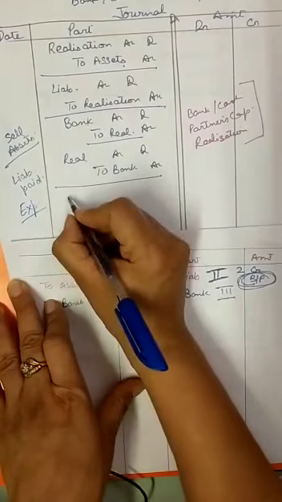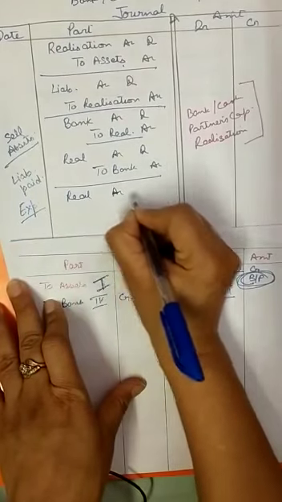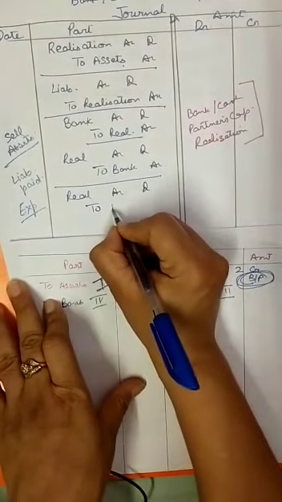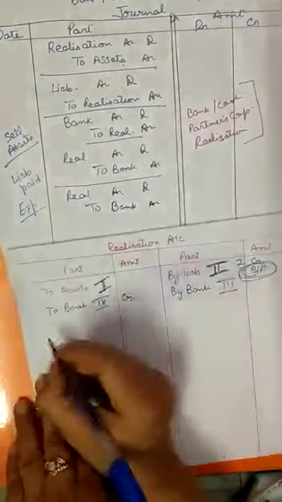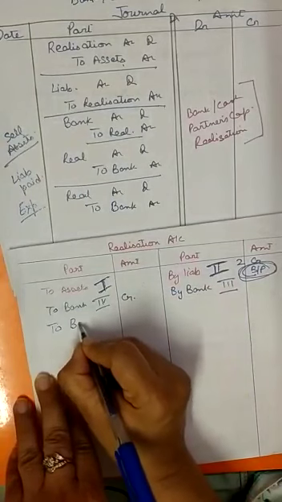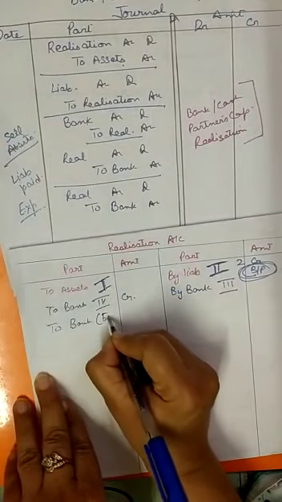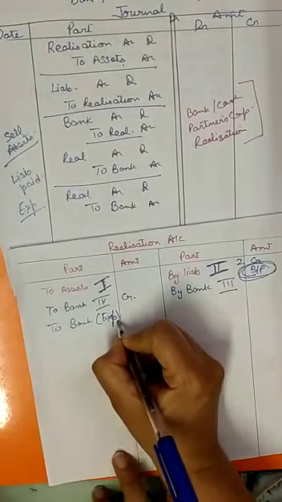Next step is realization expenses. The journal entry will be realization account debited to bank or cash account for expenses to be paid. So here to bank when we are paying out realization expenses.